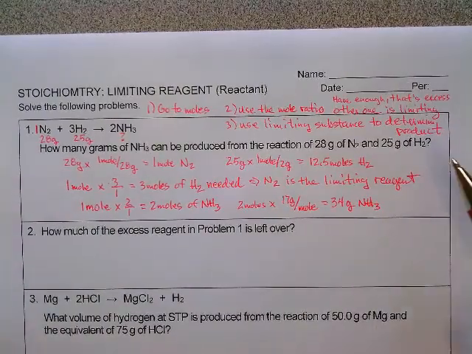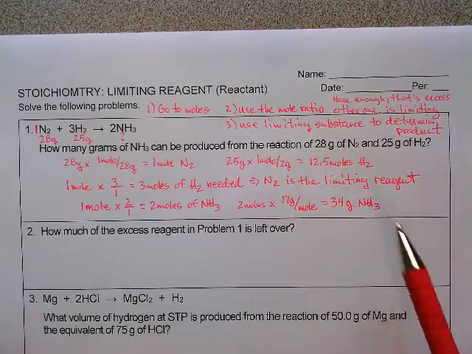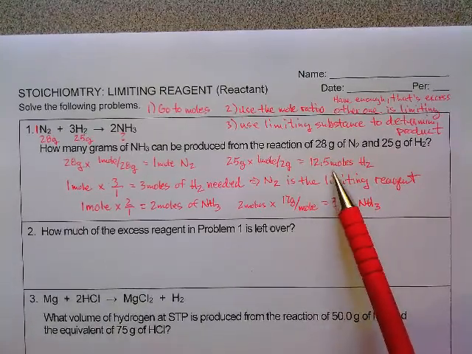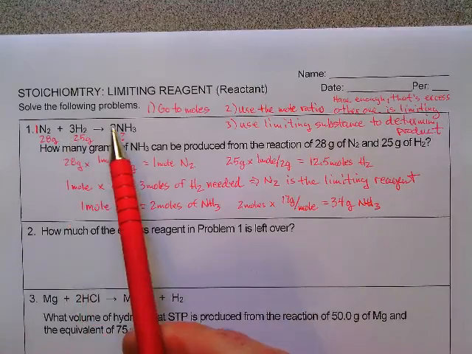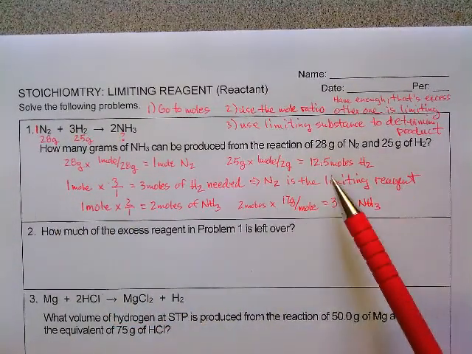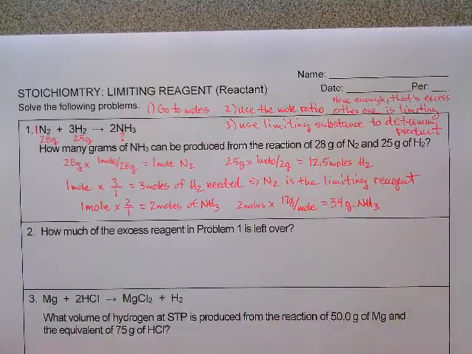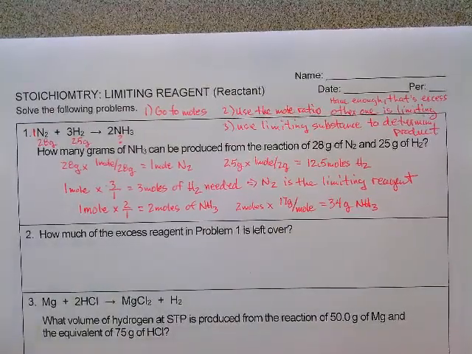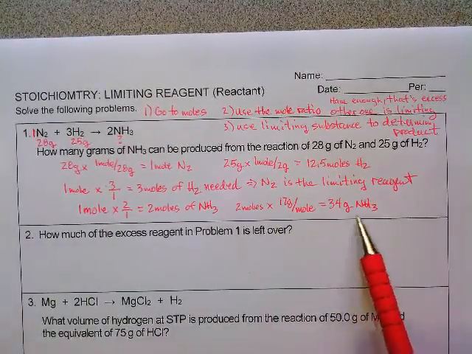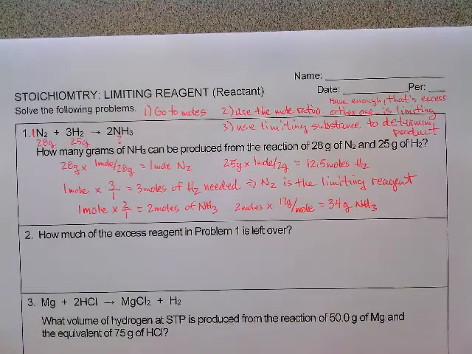Now note that if I had taken the hydrogen, which I'm going to have lots of left over, and taken that 12.5 moles and then done that times 2/3, which would have given me over 8 moles, I would have been way higher than what I could actually produce. Because I've only got 1 mole of nitrogen, I can only produce 38 grams of ammonia.